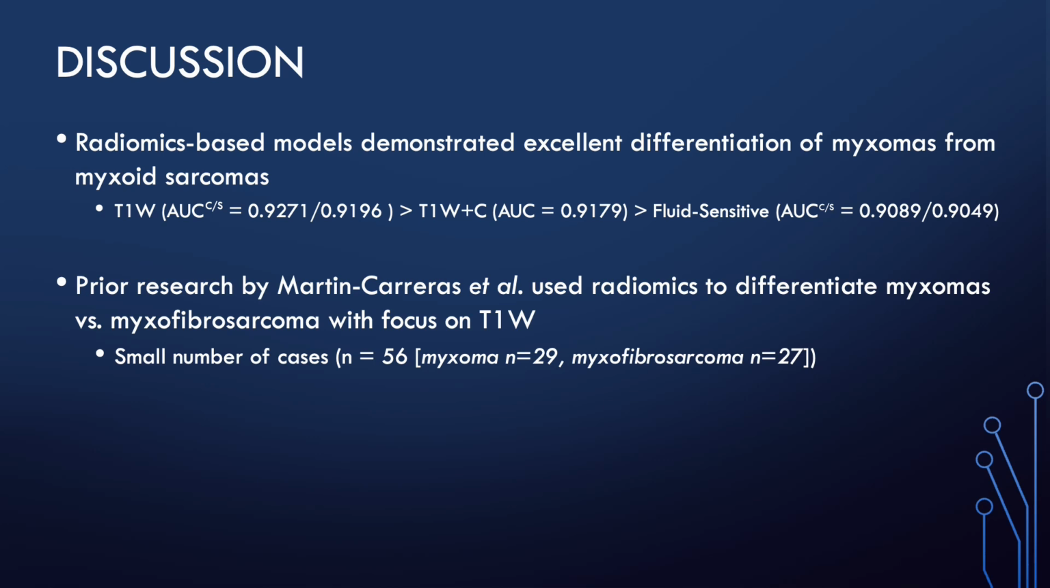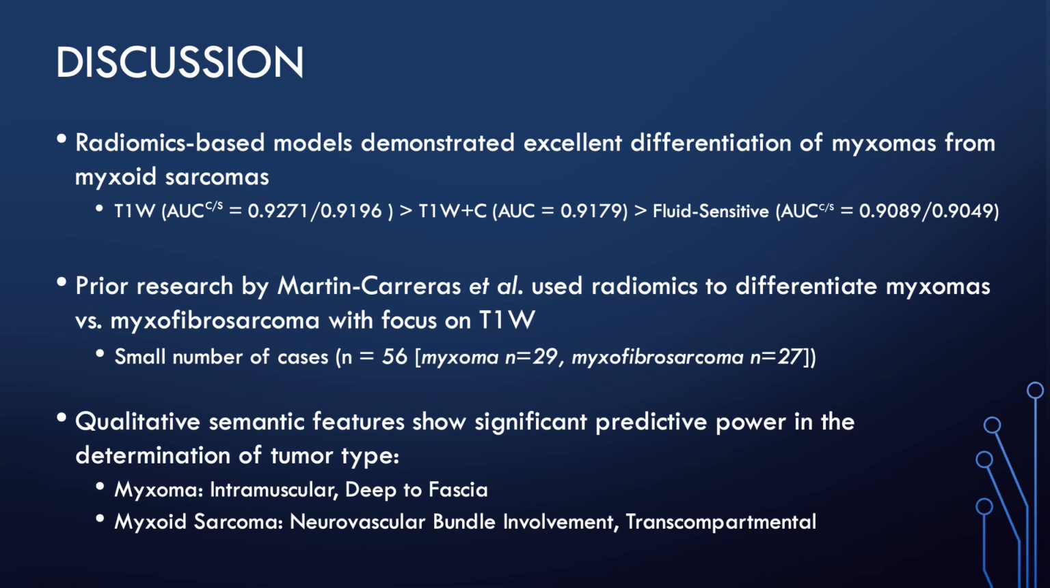A prior study by Martin Carreras and colleagues performed radiomic analysis in a relatively small number of cases to distinguish between myxoma and myxosarcoma. The authors performed radiomic analysis based on non-enhanced T1-weighted MRI sequences and achieved an AUC of 0.885. However, a number of shortcomings of this study were noted, including a lack of training and validation test subsets.